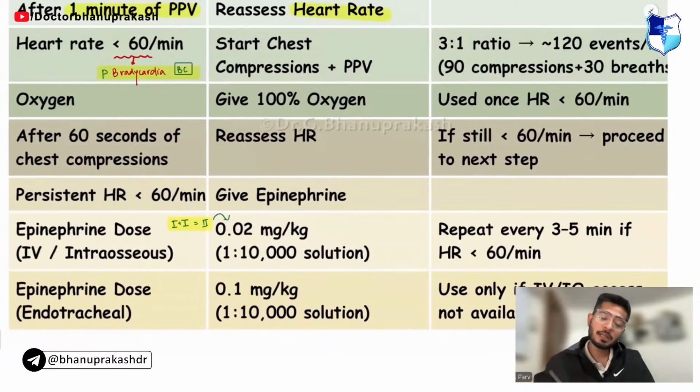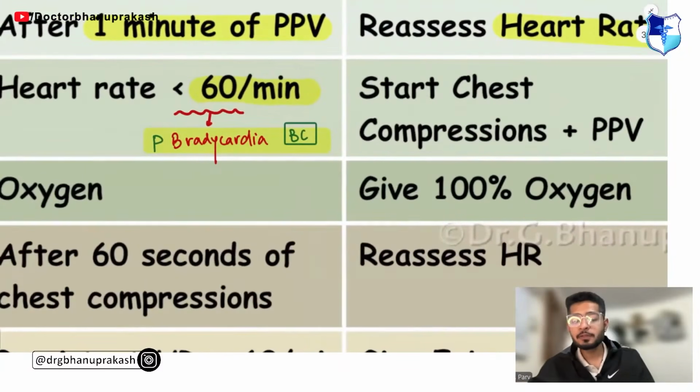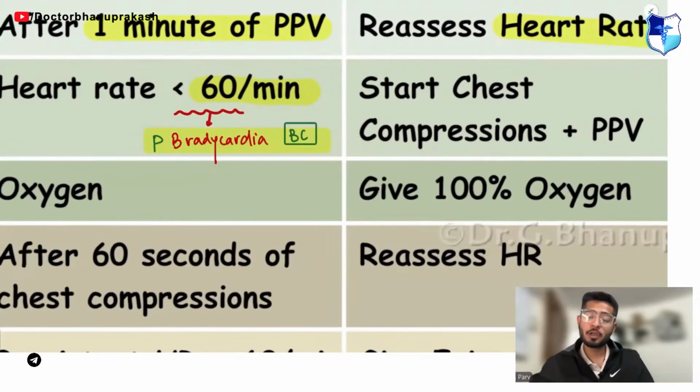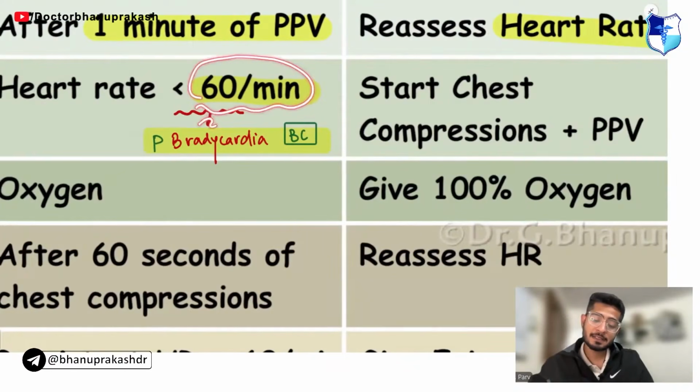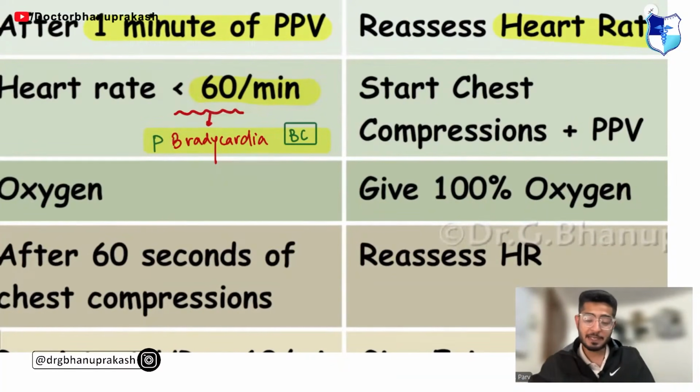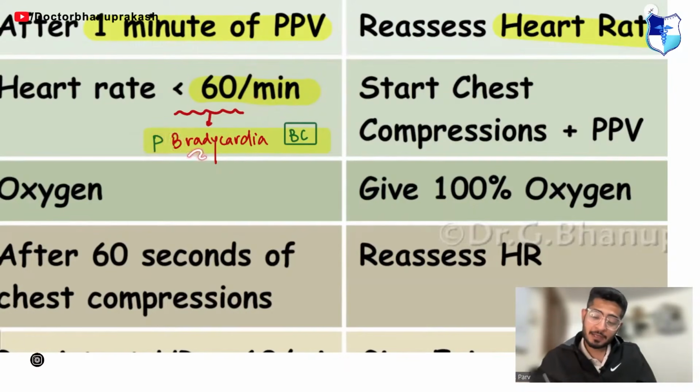Now if the heart rate is less than 60, what will you call it? If the heart rate is less than 60, it is called bradycardia. And remember, I have already told you that P and B look very similar. So see here, bradycardia, P and B. P means you are supposed to give positive pressure ventilation.